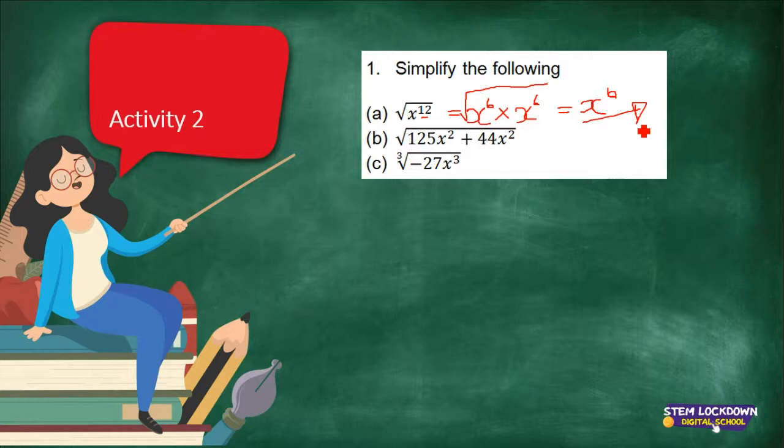Okay, let's look at B. B is a bit long. Let me give you learners two minutes to do B. Here I'm giving you the right to use a calculator for these big numbers. 125 and 44 are big numbers, so you can use a calculator. I want to know what is my answer. You have about 1 minute and 30 seconds left, so work as fast as you can. I'll wait for you.